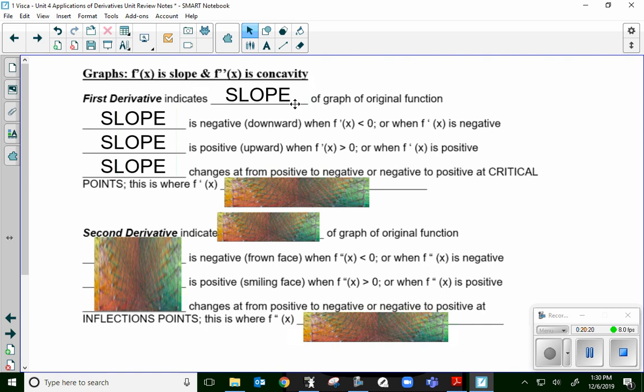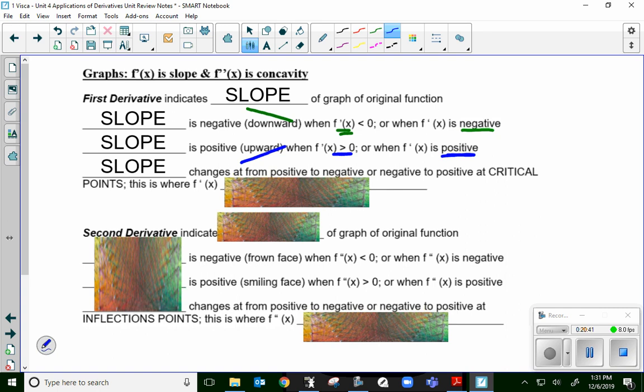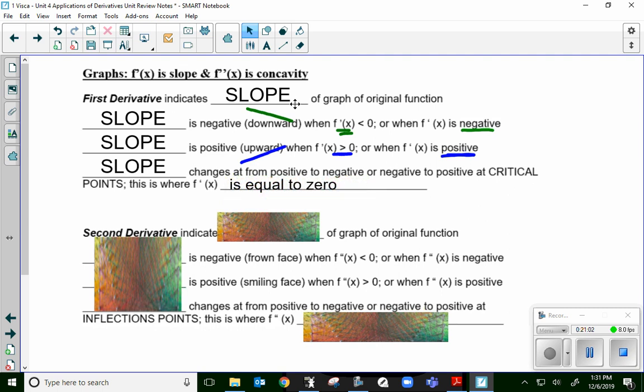So the slope is negative or downward when the first derivative is less than 0, or when it is negative, all right? The slope is positive or upward when my first derivative is greater than 0, or when the first derivative is positive. It's kind of the same thing. Slope changes from positive to negative or negative to positive at critical points. And we just said that critical points is where f prime, or the derivative, is equal to 0.